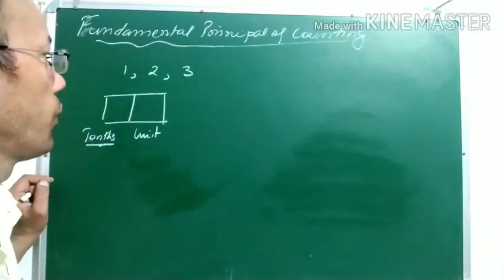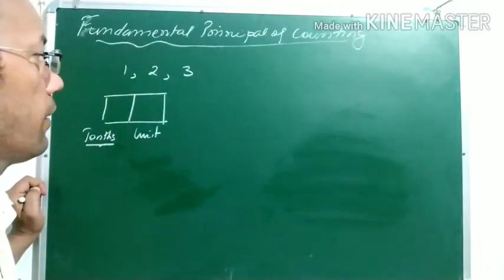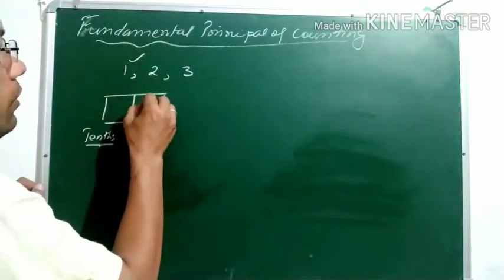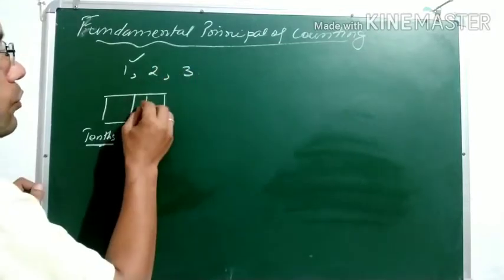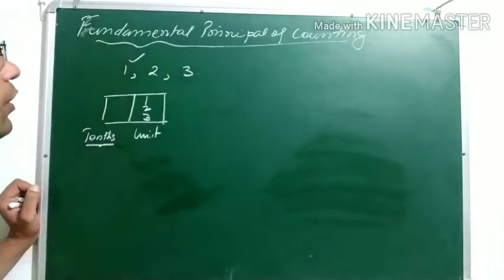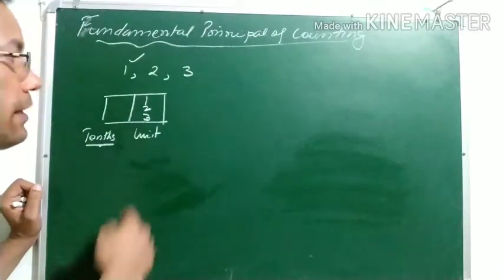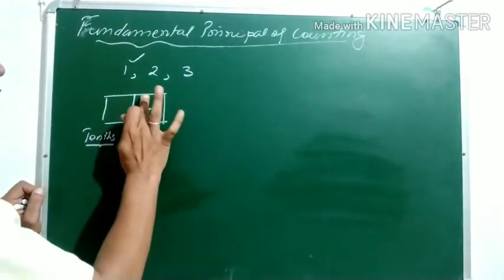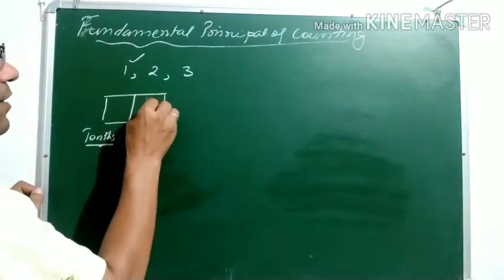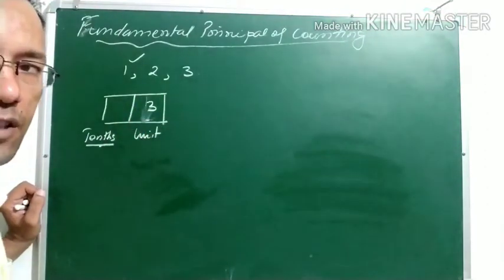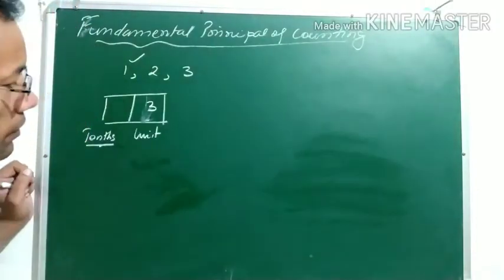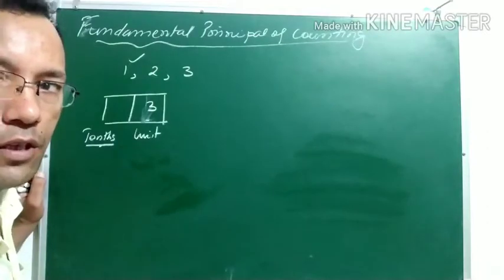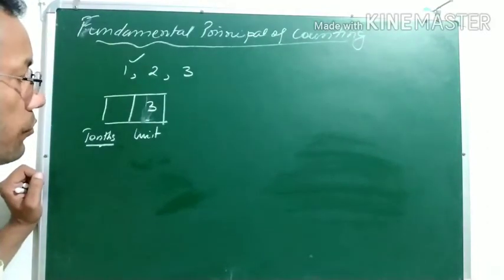Now see the unit digit. What should I write? Whether I write 1, or 2, or 3, the unit digit can be filled by these 3 numbers. 3 numbers. So the unit digit can be filled by 3 digits. We have 3 digits.